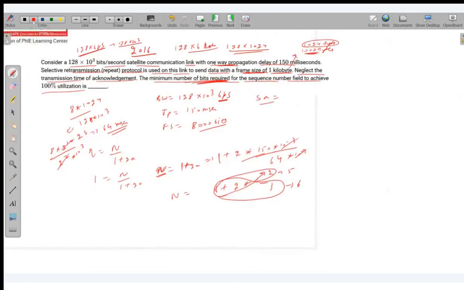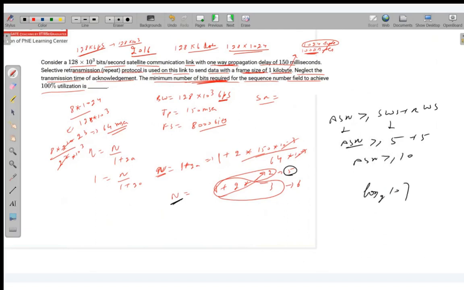They will make the question in such a way that there should be no ambiguity in anybody's mind. If you take n to be 5, that means sender window size is 5, and we know the available sequence number is greater than or equal to sender window size plus receiver window size. Receiver window size is also 5, so available sequence number should be greater than or equal to 10. So minimum number of bits required will be log base 2 of 10, ceiling function. So for 10 we need 4 bits.